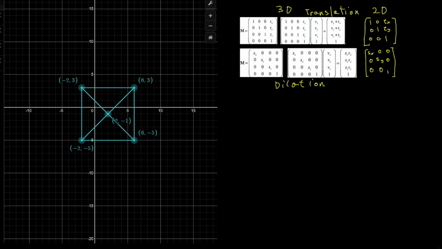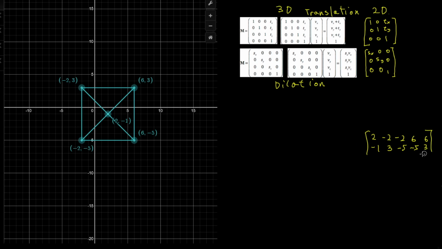So first thing we're going to do, we're going to take all of these points here, and I'm going to put it in its own matrix. I'm going to start from the right there. So we've got 6, 3. You'll see why I'm doing this in a minute. 6, negative 5, negative 2, negative 5, negative 2, 3, and then the center point 2, negative 1. Again, you don't need the center point. I like to do it just so I can see where everything's going.